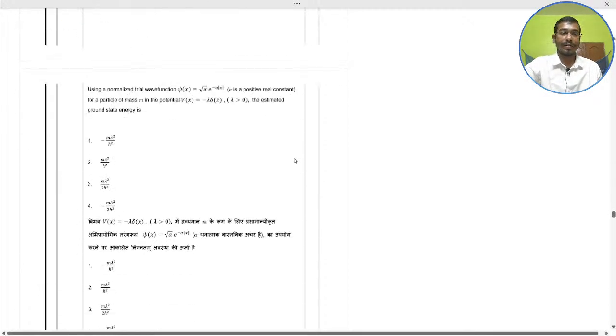For your better concept, do it on your own by solving it yourself. Using a normalized trial wave function, psi of x equals root alpha e to the power minus alpha mod x, for a particle of mass m, the potential V of x equals minus lambda delta x. The estimated ground state energy is what?